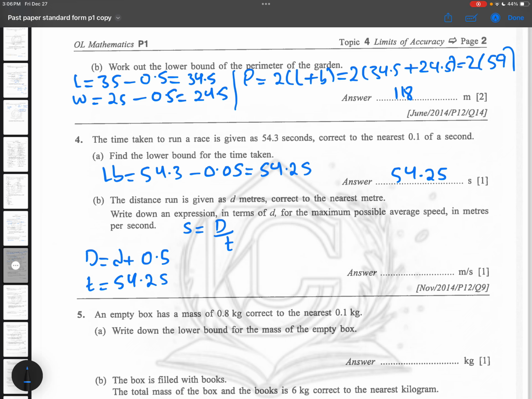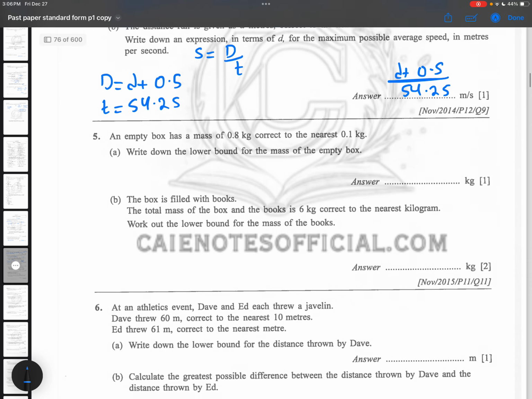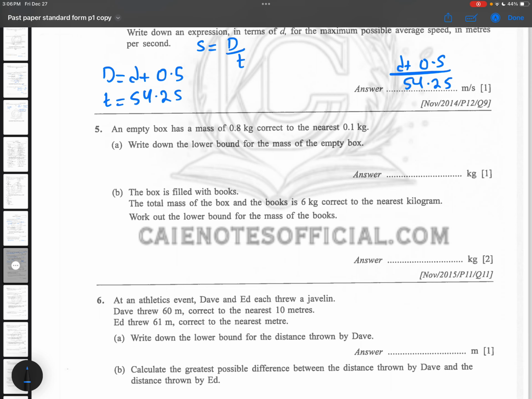So the expression becomes, in place of distance, d plus 0.5 divided by 54.25. So this is the expression for the maximum possible average speed in meters per second. Let's move to question number 5. Question number 5 says an empty box has a mass of 0.8 kg, correct to the nearest 0.1 kg. Write down the lower bound for the mass of the empty box.